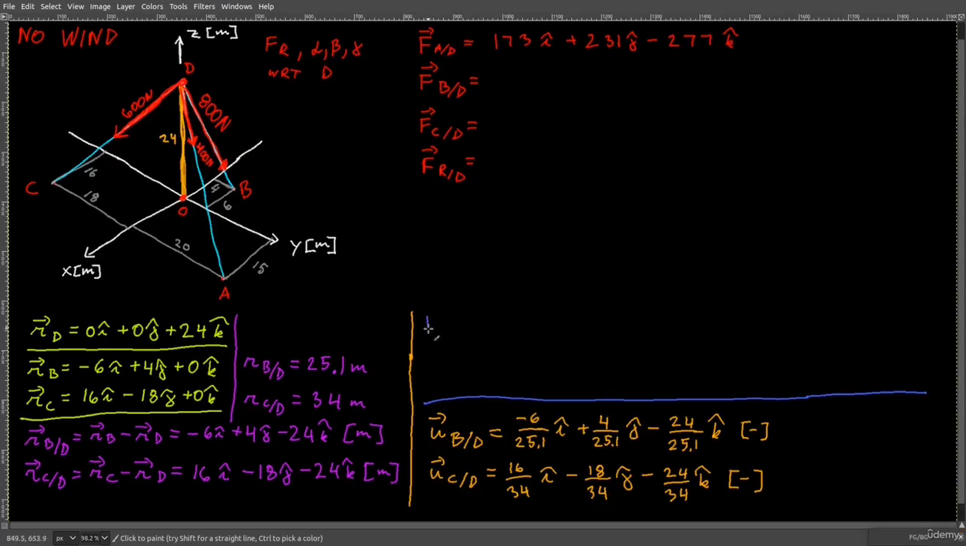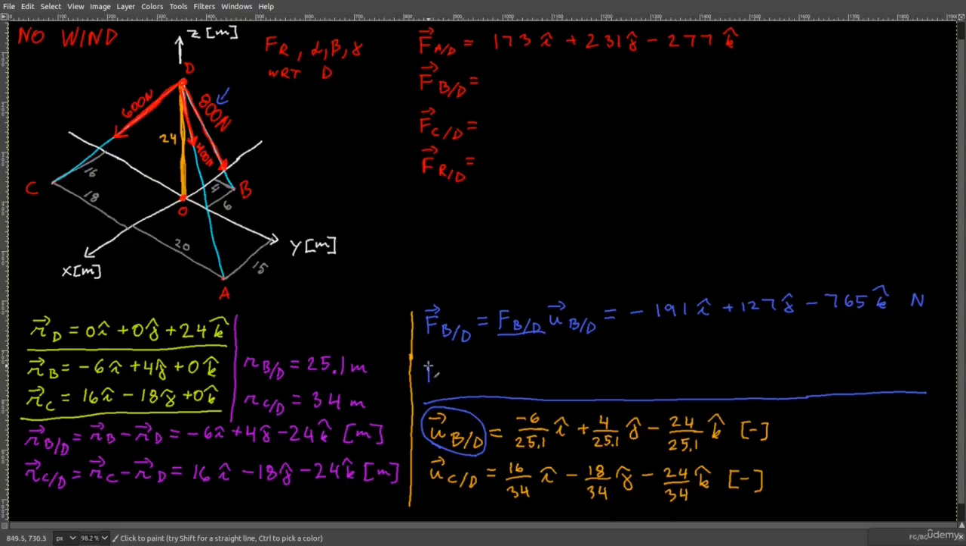And so now we can calculate FB with respect to D. We know its magnitude, which is 800 newtons. Then we multiply it by the unit vector, which is this one here. Again, this one, it's 800 newtons. And so this is your decomposed force vector, B with respect to D.